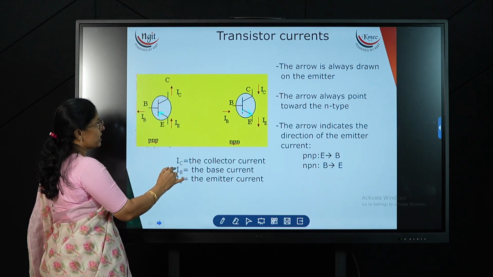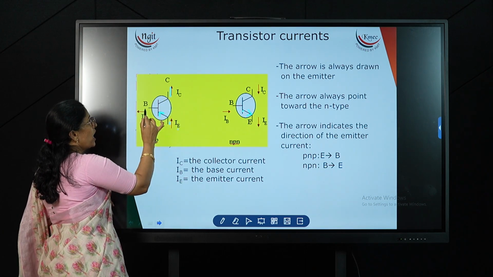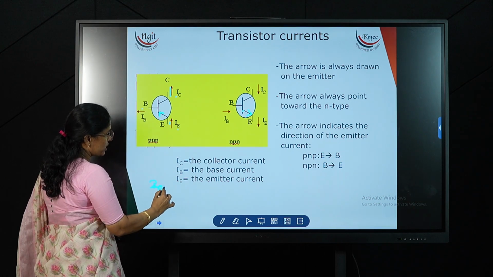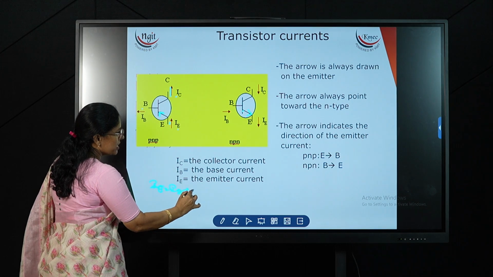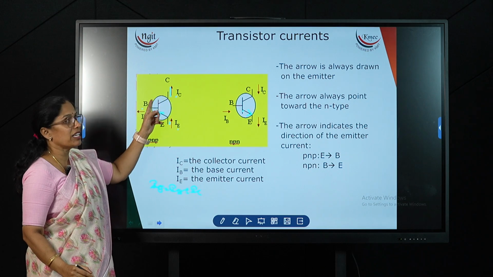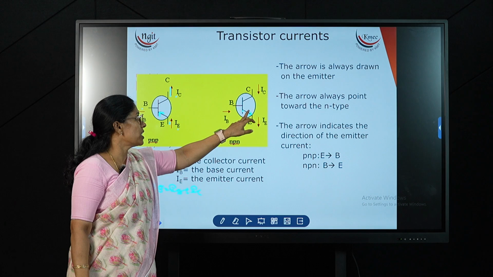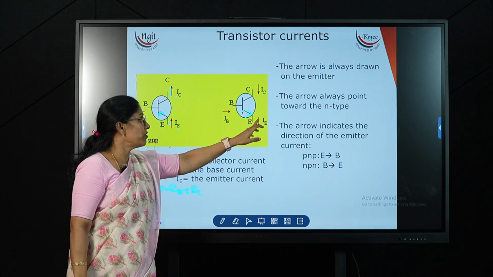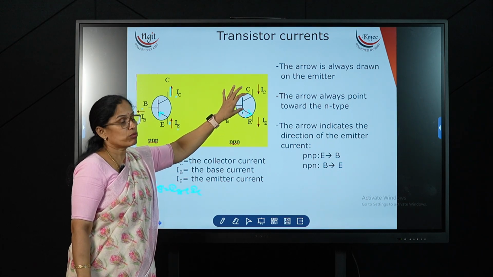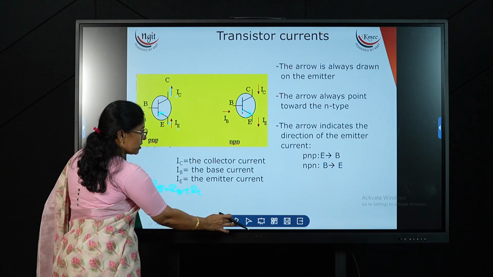Now if you see the currents, how many currents are there in total? There are 3 leads and 3 currents: IE, IB and IC. Just now we have seen that IE is equal to IB plus IC. If IE is the entering current, then IB and IC are the leaving currents in the case of PNP. Coming to the NPN transistor, the arrow mark is indicating the conventional current. If the IE current is coming out, then IB and IC are both entering into the transistor. This is the current direction in the NPN and PNP transistor.